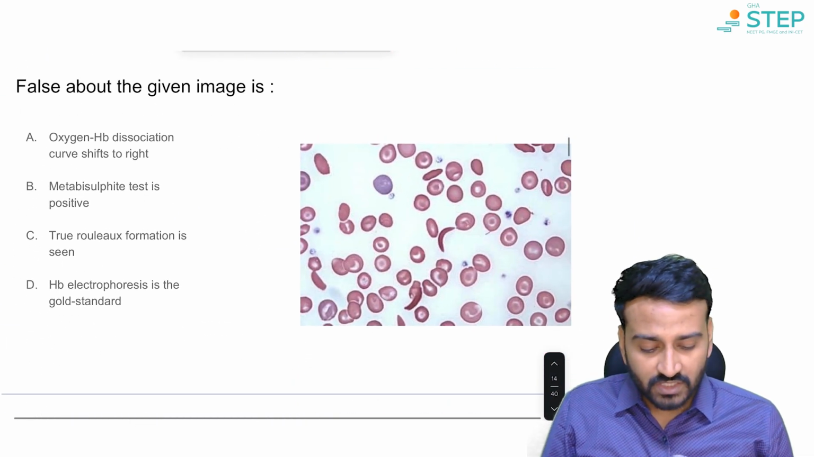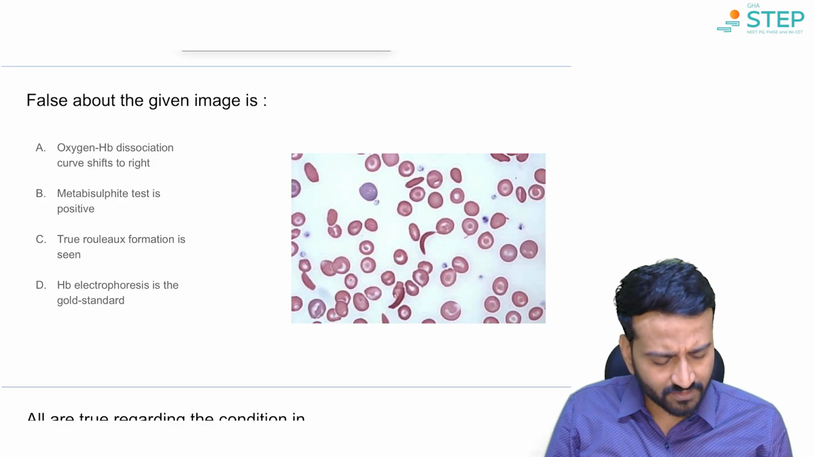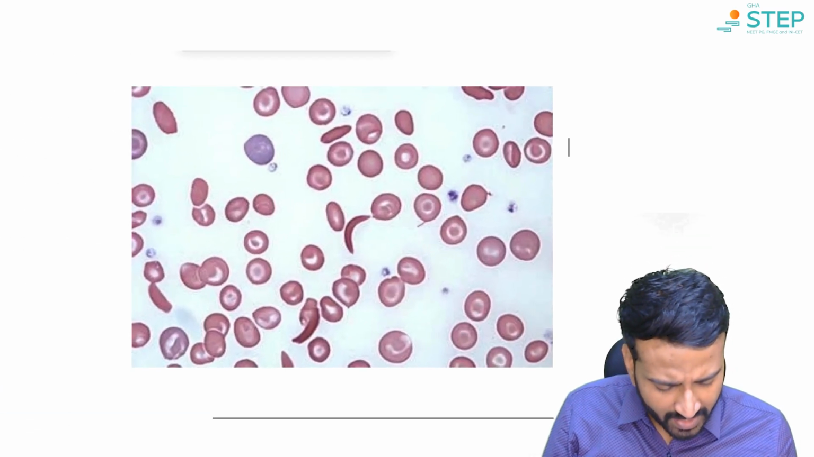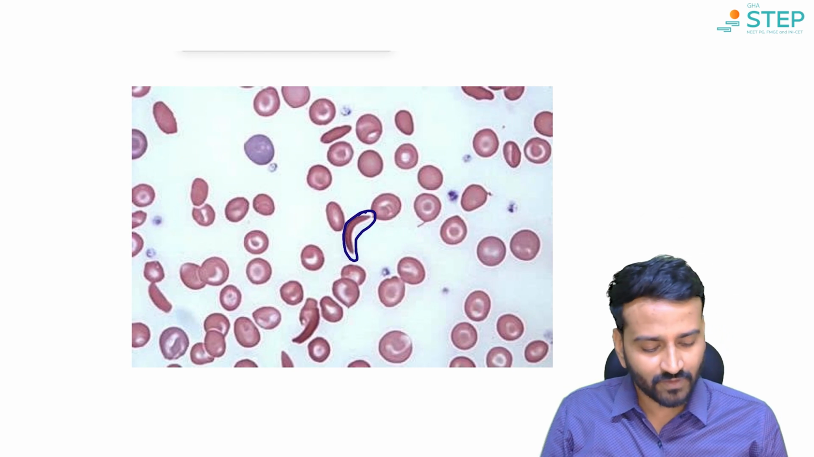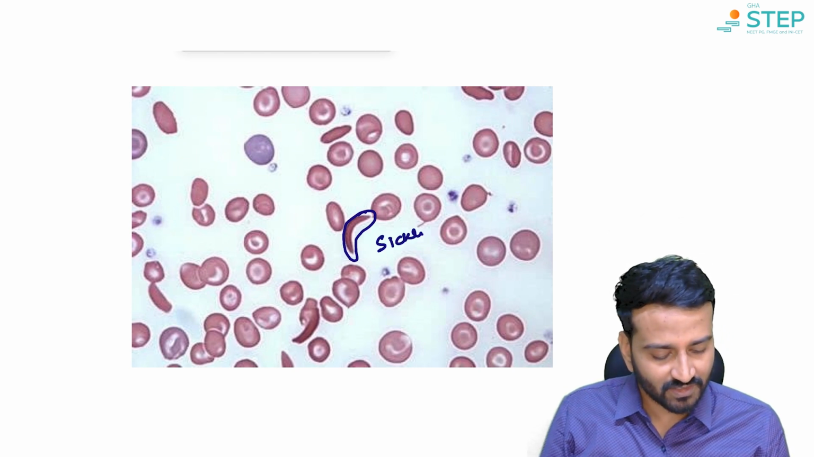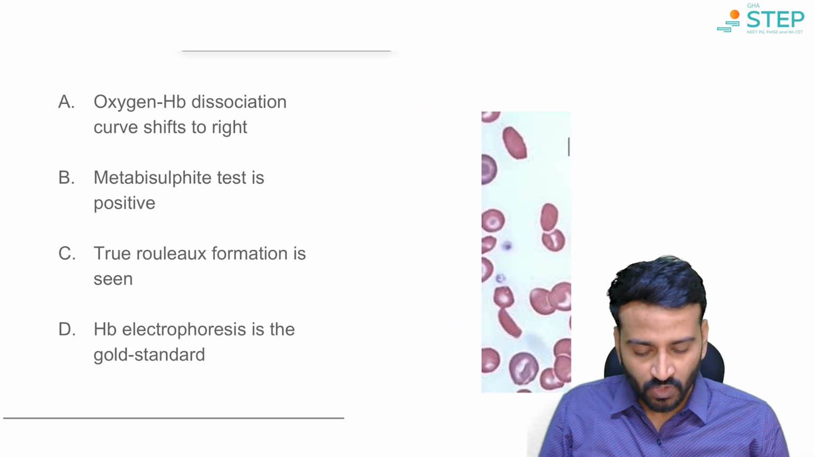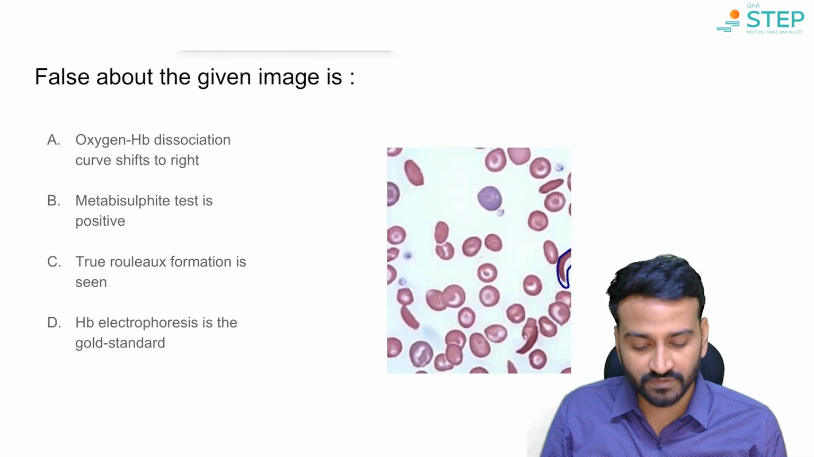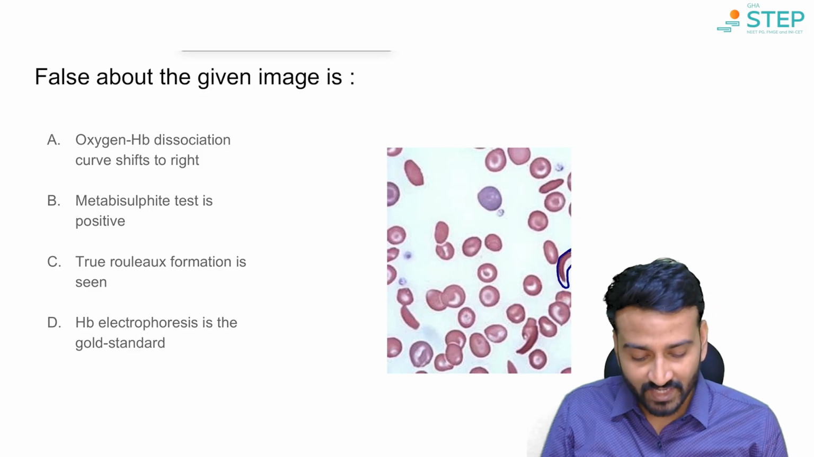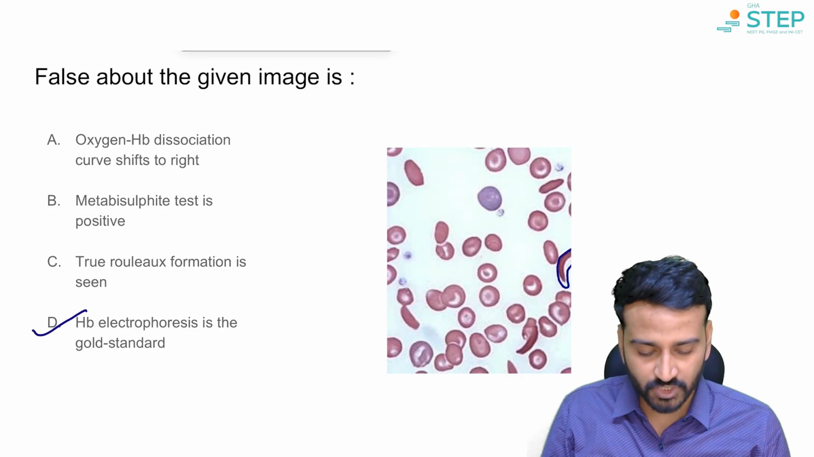Great. False about the given image is. It is very simple. As you see the image, you can identify there are some cells which are shaped in a half moon. We call them sickle cells. Okay, sickle cell anemia. False about the given image: oxygen hemoglobin dissociation curve shifts to right. Metabisulfite test is positive. True Rouleaux formation is seen. HB electrophoresis is the gold standard. We know this for sure.